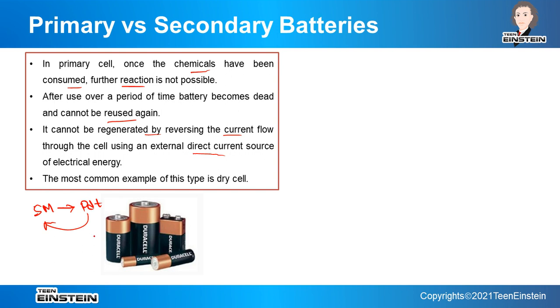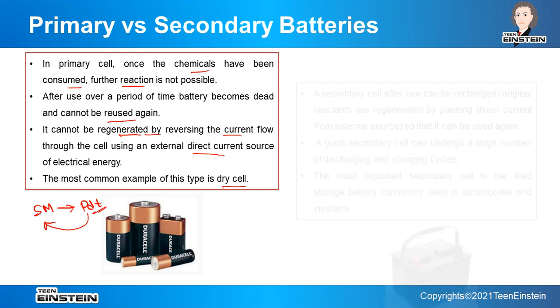That means now we are trying to do a non-spontaneous reaction by applying electrical energy. That is the opposite process, but that is not the case in a primary cell. That we will see in the secondary battery, not in primary. So that is why it cannot be regenerated. It is just one-time use. The most common example of this type is the dry cell. So the dry cell will be discussed in detail.